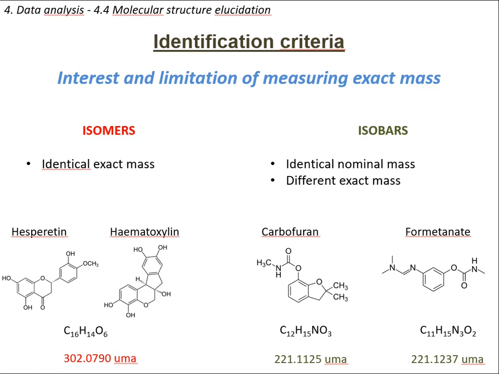So first, let's examine the interest and limitations of measuring the exact mass. We've seen what it means. And you have two basic cases, isomers and isobars. Isomers are compounds with the identical exact mass. This is the case here for hesperetin and hematoxylin. They have the same raw formula, thus C16H14O6, and they got the same molecular monoisotopic mass, which is 302.0790 atomic mass units.